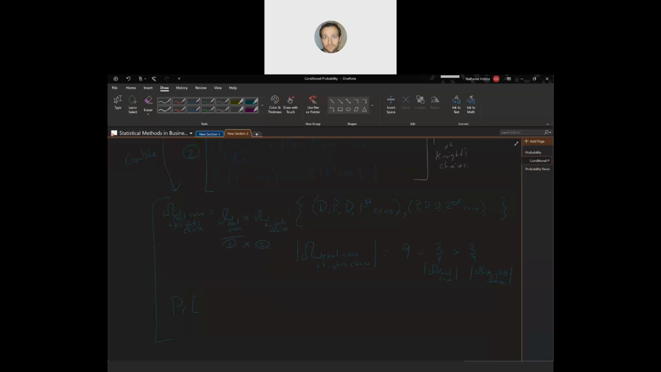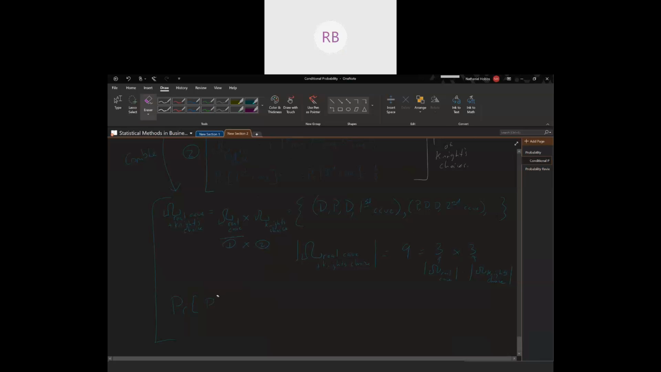That's right. So what is the probability of it? I guess DPD first cave, and then it would be equal to 1/9, with all the possibilities, I mean. Right, so the probability of DPD in first cave. Yes, you're correct with this. Equals 1/9. But this notation is not good.